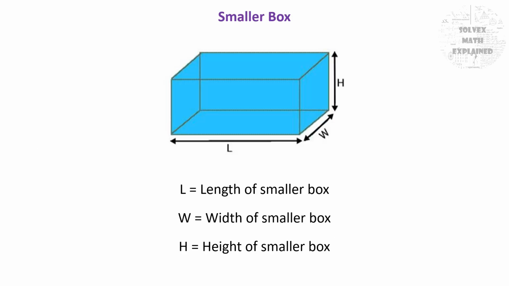Before solving the problem, see a rough sketch of the smaller box to understand the answer easily. Please remember the terms explained here during further explanation. Here, L is the length, W is the width and H is the height of the smaller box. Let's move on to part A.